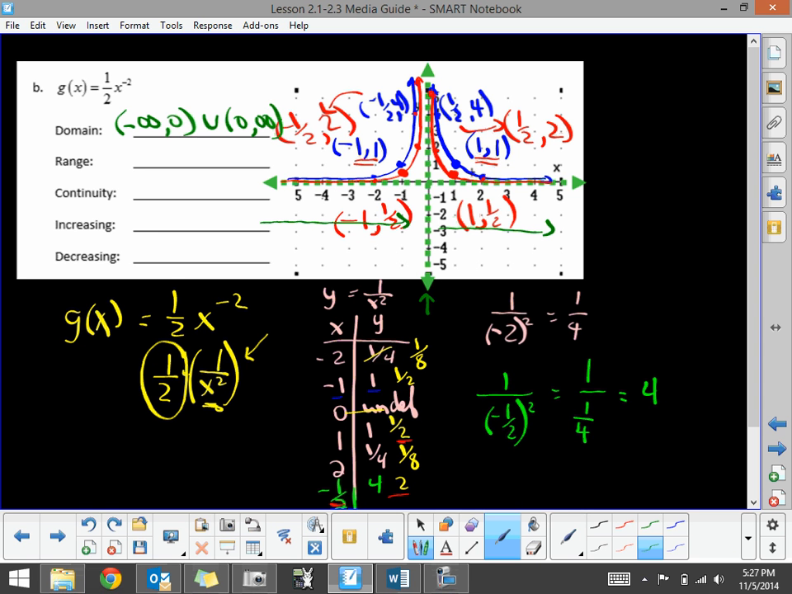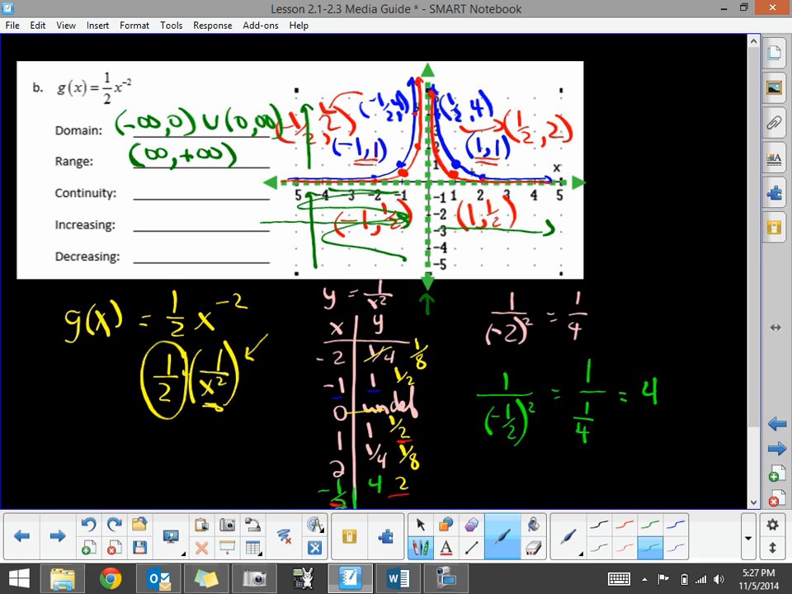On the range, I want to search my graph from, and I kind of think of it going from low to high, and see if we have any glitches or any kinds of things that we can describe. Well, there's never anything below the axis here, so that means all of my values are greater than 0, and they go up to positive infinity. It never touches 0, so I want to make sure it's a parenthesis on up to infinity.